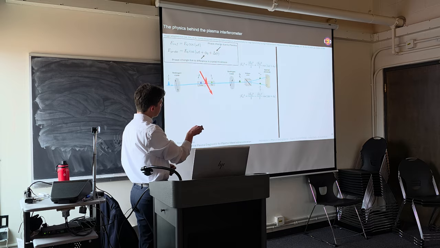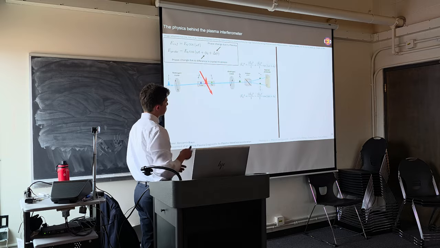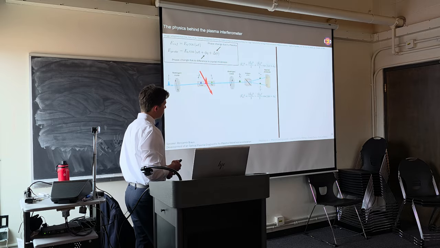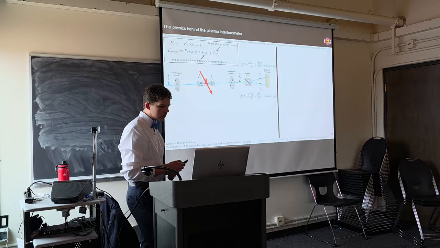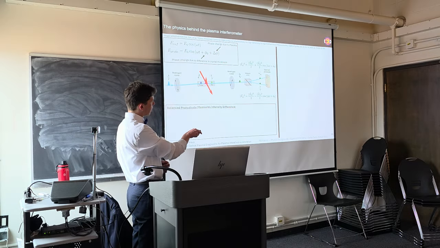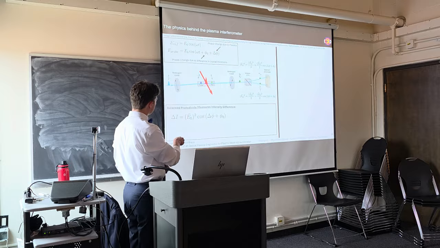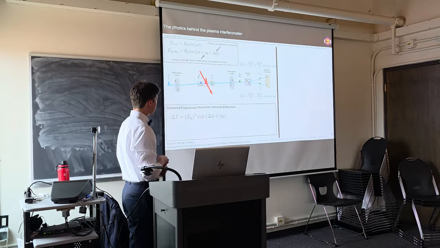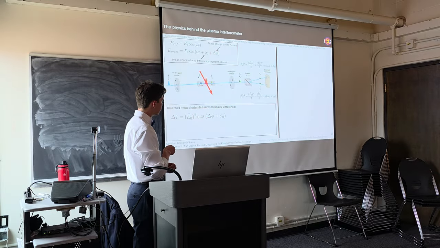Now, when we get to the Wollaston prism, those two are added together and subtracted together in the horizontal and vertical directions. And the balanced photodiode measures the difference between these two. It measures the intensity difference between the top and the bottom here. And so that intensity difference can be represented by E naught squared cosine of delta phi plus phi naught.